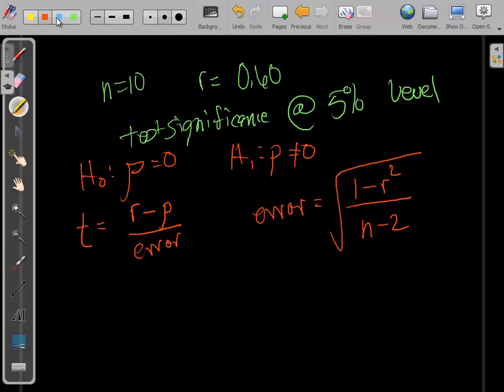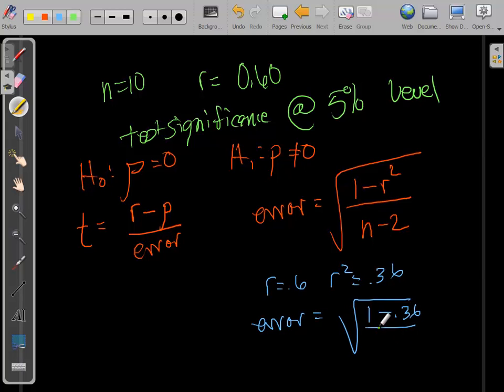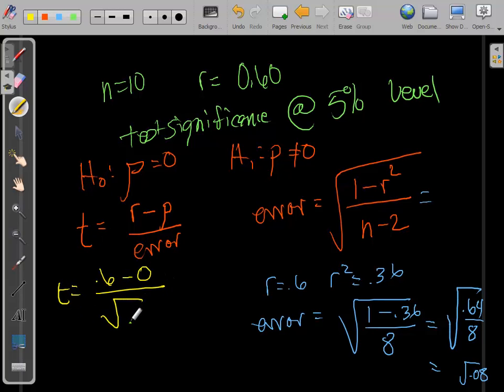So for us, if our r is 0.6, let's come up with our t value. r is 0.6, r squared is 0.36. So this error term looks like the square root of 1 minus 0.36 out of a sample of 10, so 10 minus 2, 8. That's the square root of 0.64 out of 8, the square root of 0.08. So the t statistic is going to be 0.6 minus 0 divided by the square root of 0.08, which is equal to 2.12. Alright, so is that significant at the 5% level?